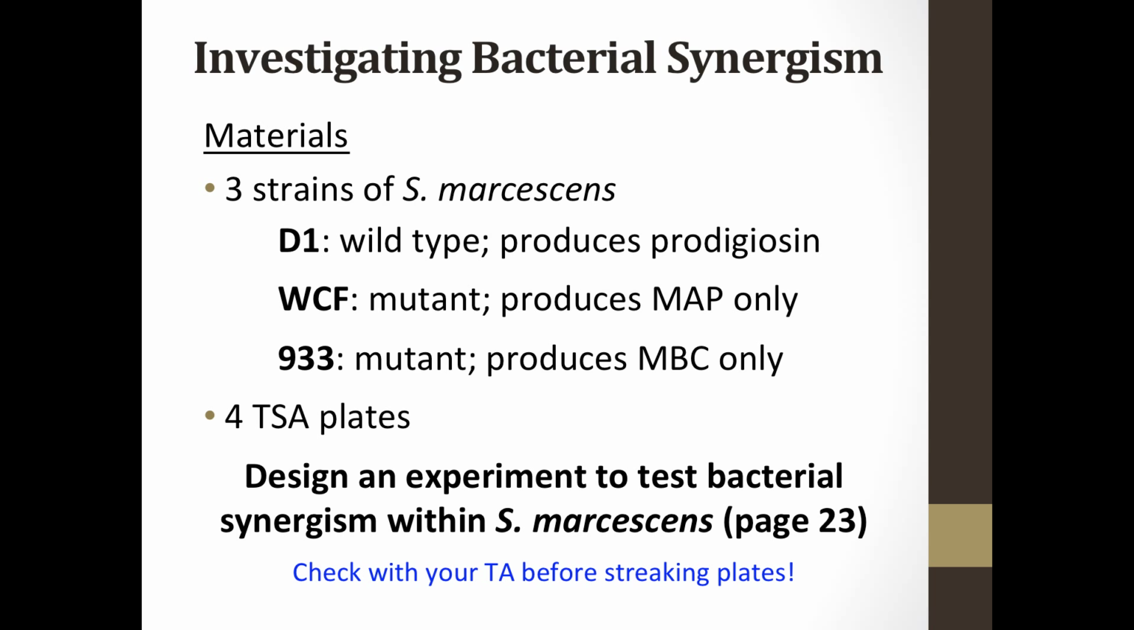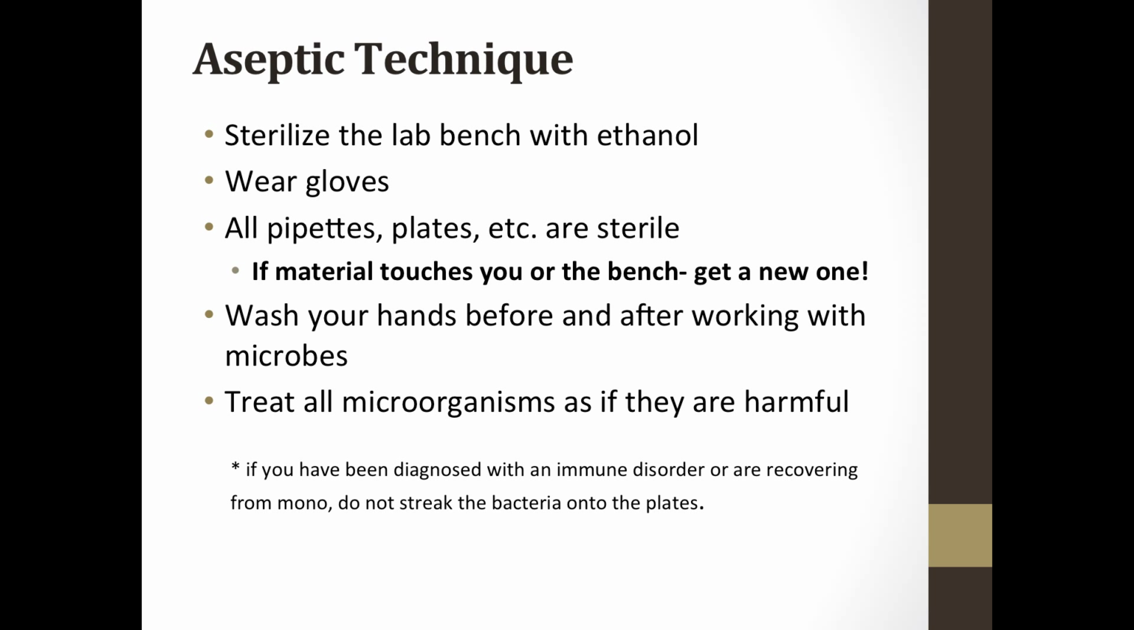Just so that you have exposure to this, because we're going to use it again in Lab 5 of this course, is aseptic technique. You should have read about this in your lab manual, but aseptic technique is basically where everything needs to be sterile. So you need to sterilize your lab bench with ethanol. You should be wearing gloves so that you are not contaminating your samples. We have lots of bacteria on our hands, for example. But also so that the bacterial species that you're working with are not contaminating you.